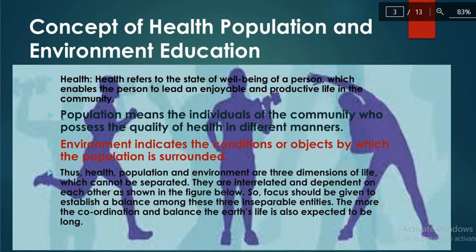Okay. Now I move to the next topic, environment. Environment indicates the condition or objects by which the population is surrounded. That means environment is the condition, situation, or object by which we, human beings or any other being, are surrounded.